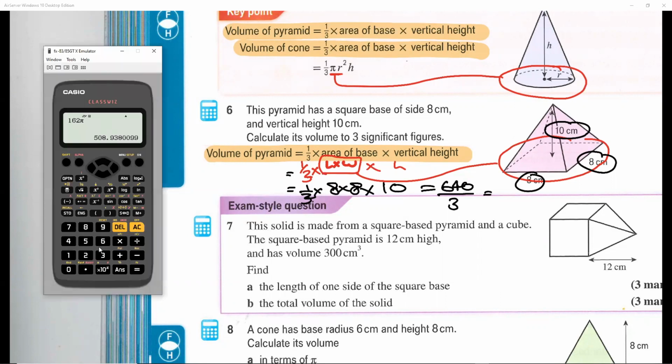640 divided by 3 equals, well, that's the pure answer. So that will give us 213.33333 all the way till forever. And the one is to 3SF. So 3SF will be what? 213.0.